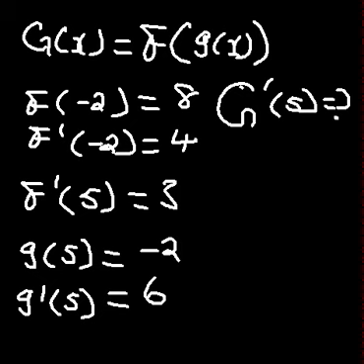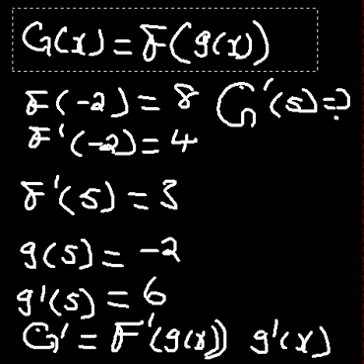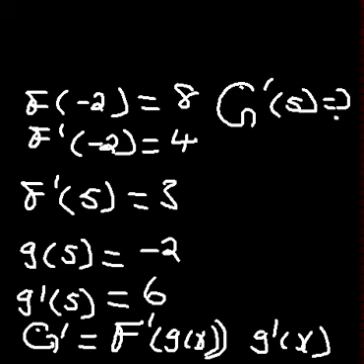So now g of x prime will be given as the derivative of the outer function, which is f of x prime, times the derivative of the inner function, which is g of x prime. That will be the chain rule of that function. Then I'll have to substitute the given parameters into the equation.